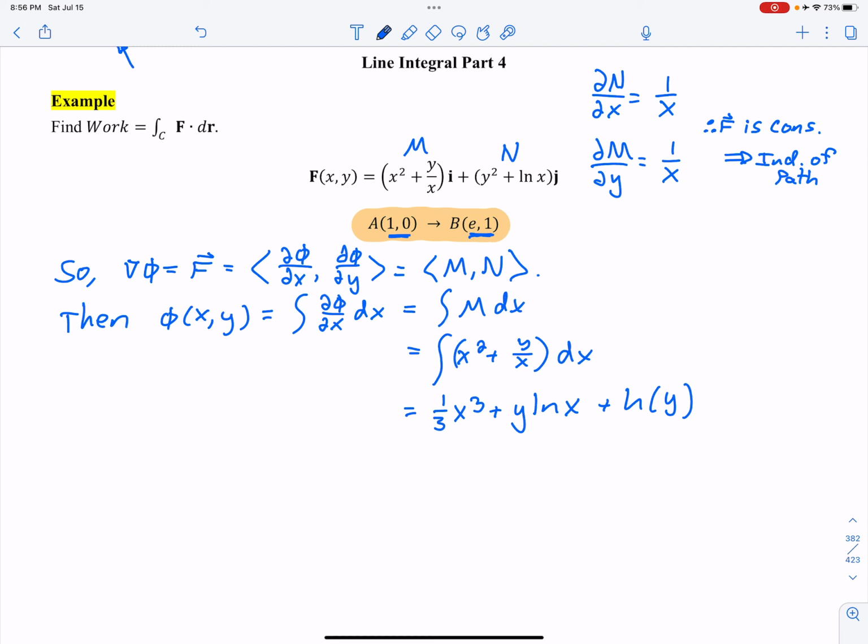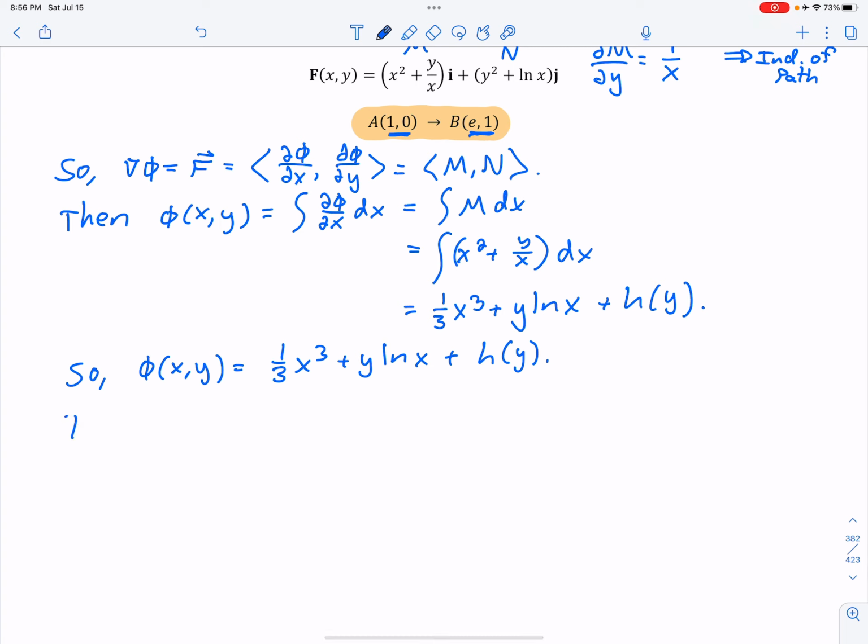It's from (1, 0) to (e, 1), and it's path independent, so I can just assume it's a positive path. All right, so I have phi. I like to rewrite it here: phi of x, y equals 1/3 x cubed plus y ln of x plus h of y. This helps me remember what to do next. Then we can take the partial of phi with respect to y. We're going to get ln of x plus h prime of y, and we know phi with respect to y is the same thing as N.